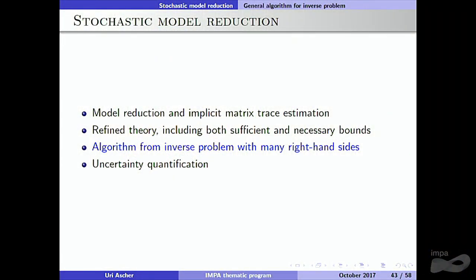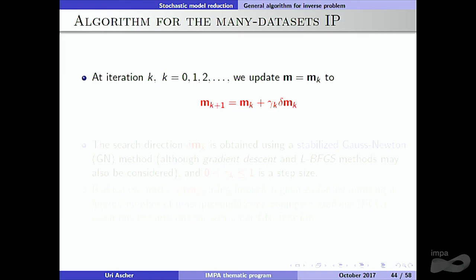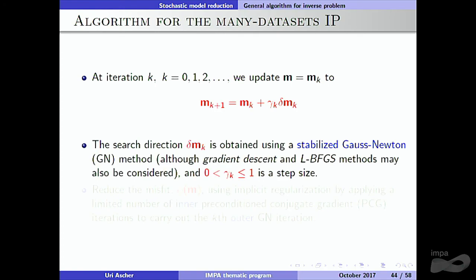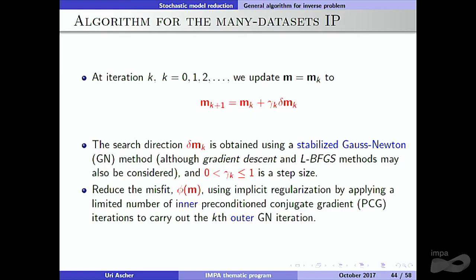And so we're getting close to an algorithm. Now I have to introduce a method that I have not introduced yet. We have an iterate m sub k, and we want the next one. So we have to calculate a correction vector, delta mk, and we are going to multiply it by some gamma k. For delta mk, we're going to use a stabilized Gauss-Newton method. I'm going to show this to you in detail in a moment, but this is an overview. First, we use a stabilized Gauss-Newton, and secondly, we apply a limited number of inner preconditioned conjugate gradient iterations instead of a Tikhonov-type regularization. I'll mention the name in a moment.